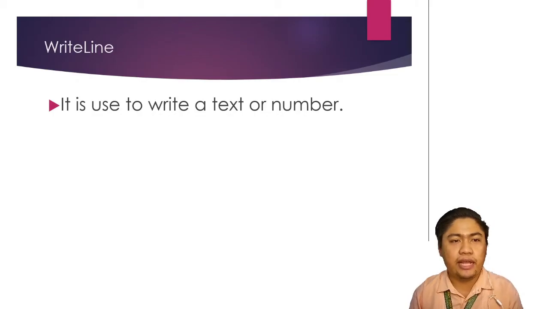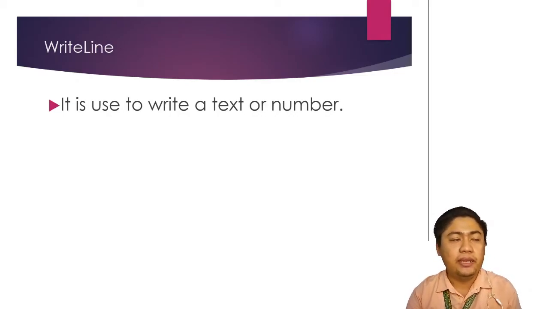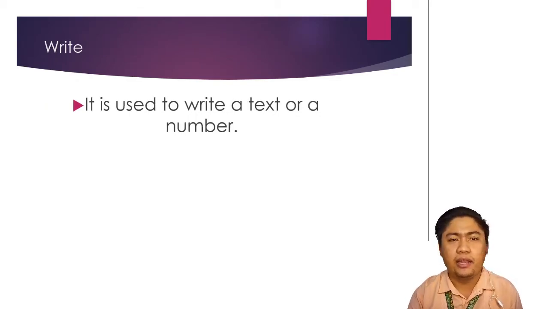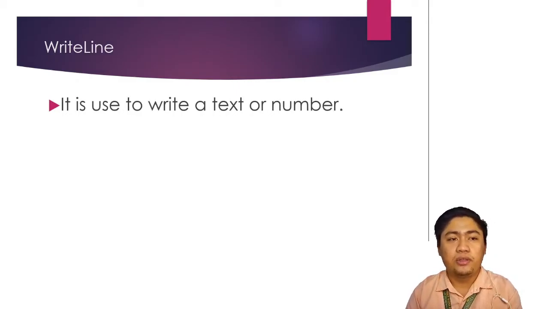Write line is used to write a text or number, same as write. It is also used to write a text or number. As you observe, they have the same meaning. Now, what's the difference between write line and write? The most commonly used operations in the text window object are write and write line. You use the write line operation to write a text or number to the text window. A new line character will be appended to the output so that the next time something is written to the text window, it will go on a new line.